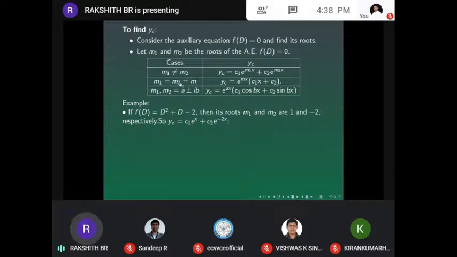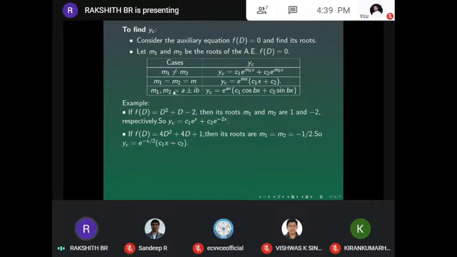Okay, fine. Now let me consider a few more examples. Suppose your f(D), the auxiliary equation, is 4D^2 + 4D + 1 = 0. Then its roots are -1/2 and -1/2, repeated twice. This comes under case 2, where the roots are the same, m1 = m2 = m. So yc is e^(mx), where m is -1/2, so it is e^(-x/2)(c1 x + c2).